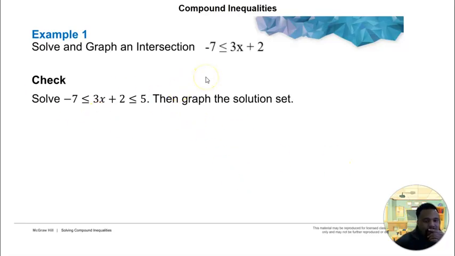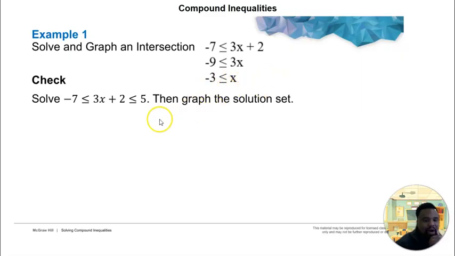We want to go ahead and solve. We subtract 2 on both sides, so -7 minus 2 gives you -9. Then we want to move the 3 to the other side, so we divide. -9 divided by 3 gives you -3. So -3 is less than or equal to x.